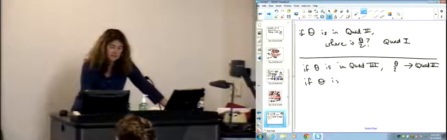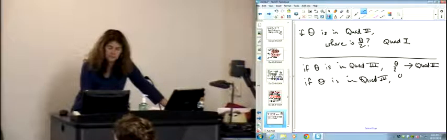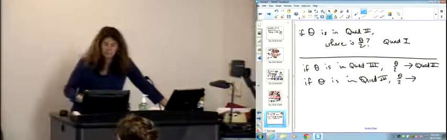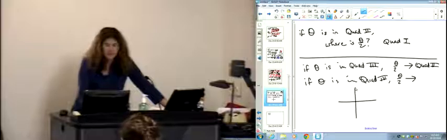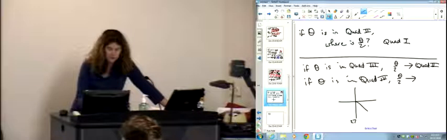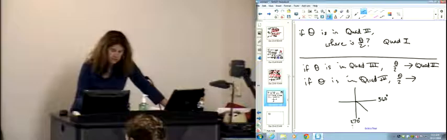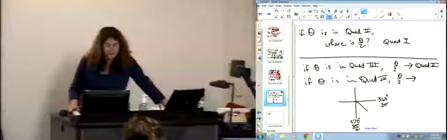What if theta is in or ending in quadrant 4? Oops, sorry about that. Theta's ending up over here. We take half of it, so that means, okay, theta's between, I don't know which way you're going to think, 270 and 360 degrees, or 3 pi halves and 2 pi. Between there, you take half of it. Where's it going to be?